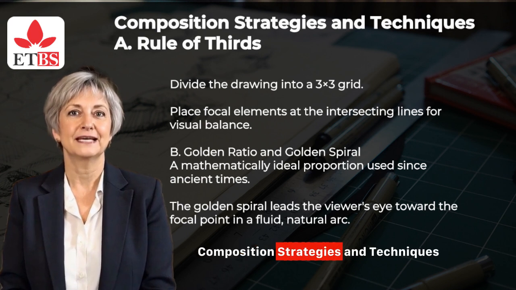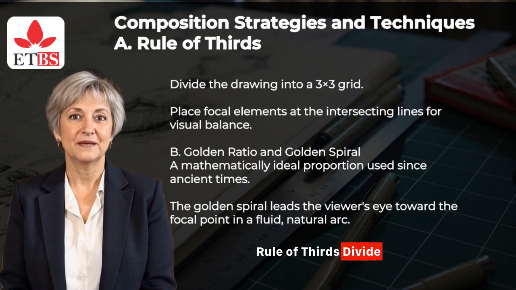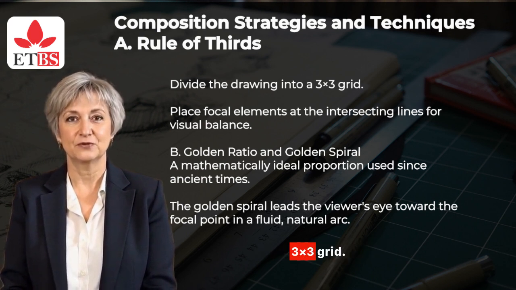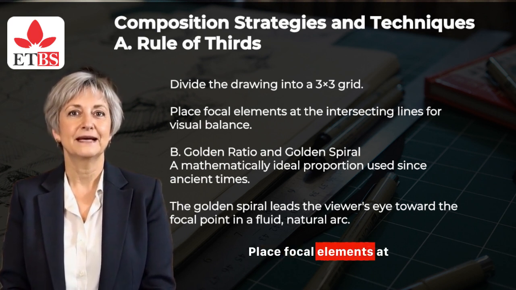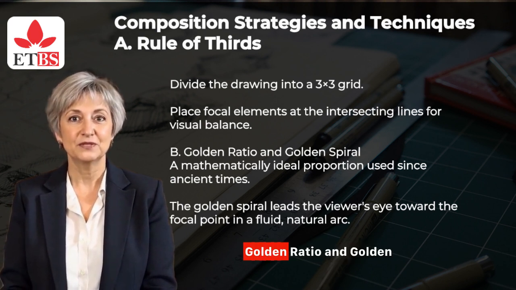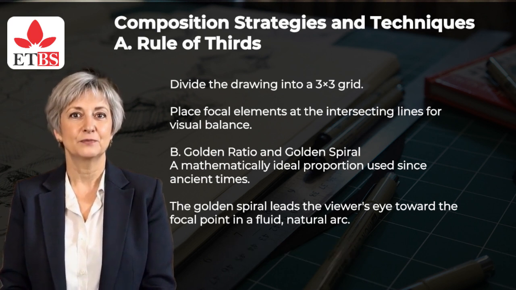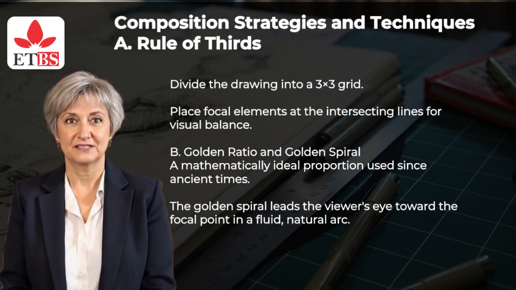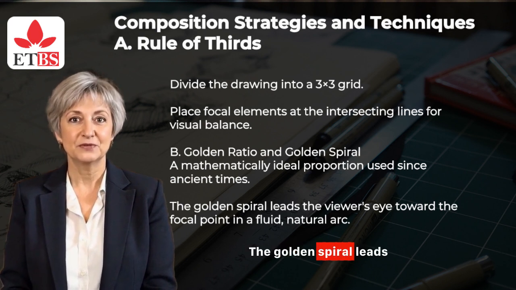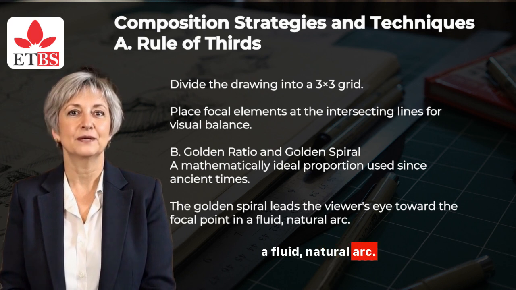Composition strategies and techniques. A. Rule of thirds. Divide the drawing into a 3x3 grid. Place focal elements at the intersecting lines for visual balance. B. Golden ratio and golden spiral. A mathematically ideal proportion used since ancient times. The golden spiral leads the viewer's eye toward the focal point in a fluid, natural arc.